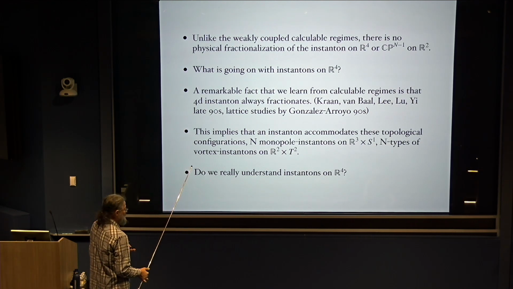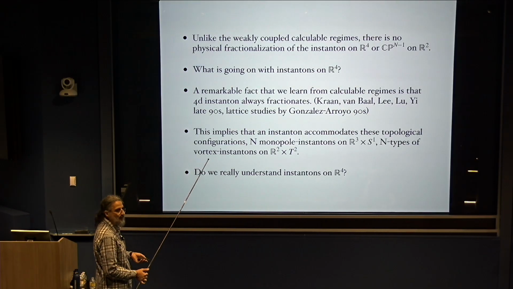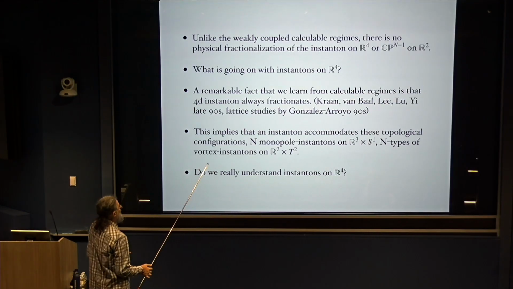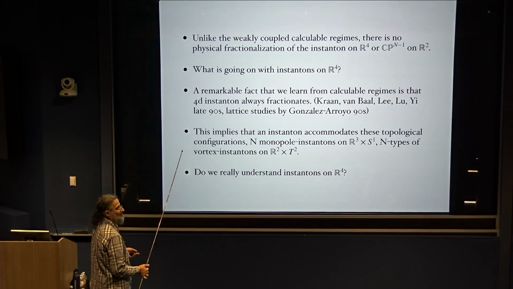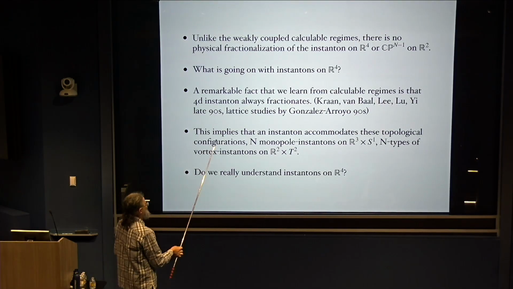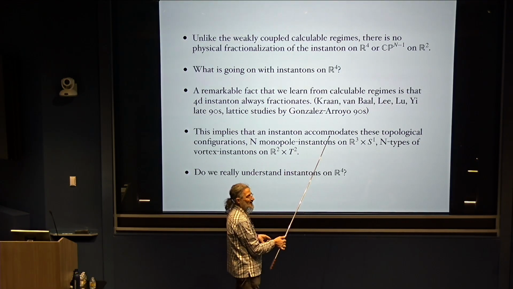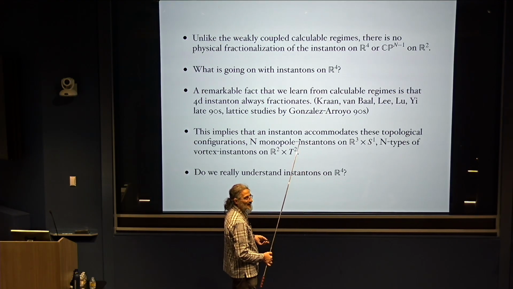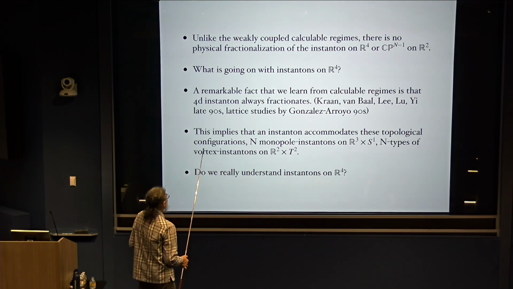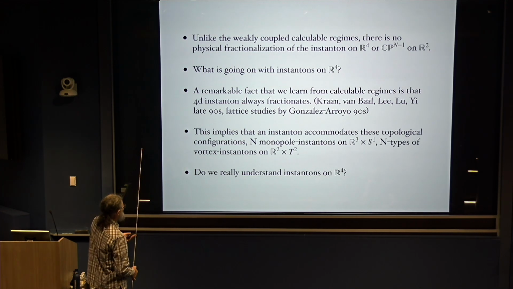Now, the previous story is all nice, but unlike these weakly coupled calculable domains, there is no physical fractionalization for sure for the instantons on R^4 in gauge theories or instantons in sigma models like CP^N. So what is happening with the instantons on R^4?